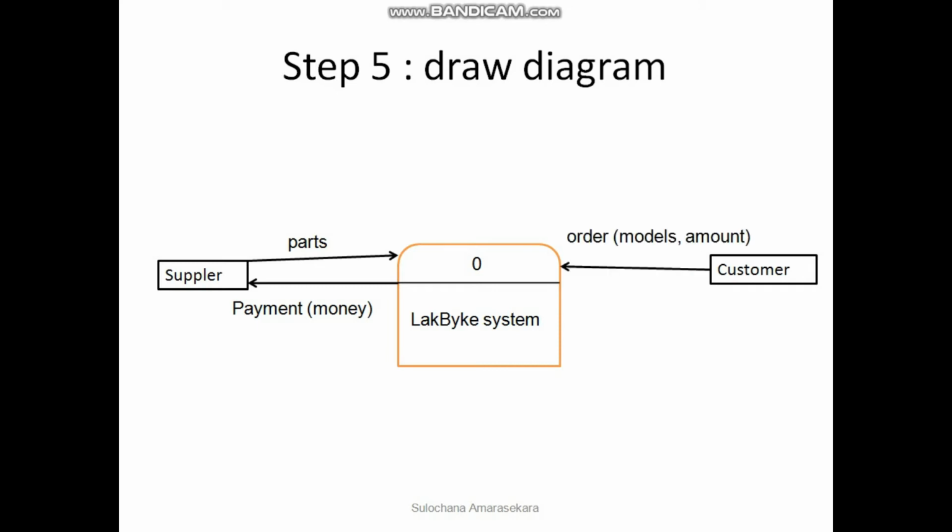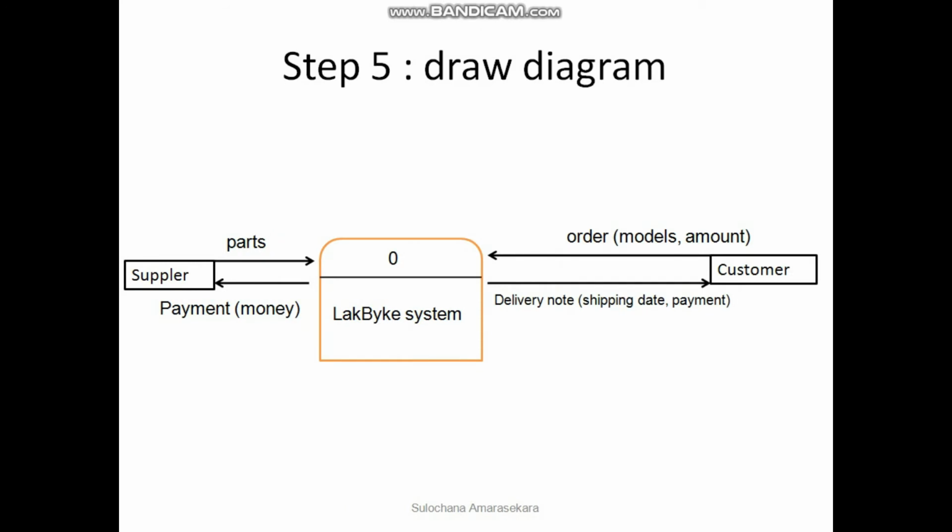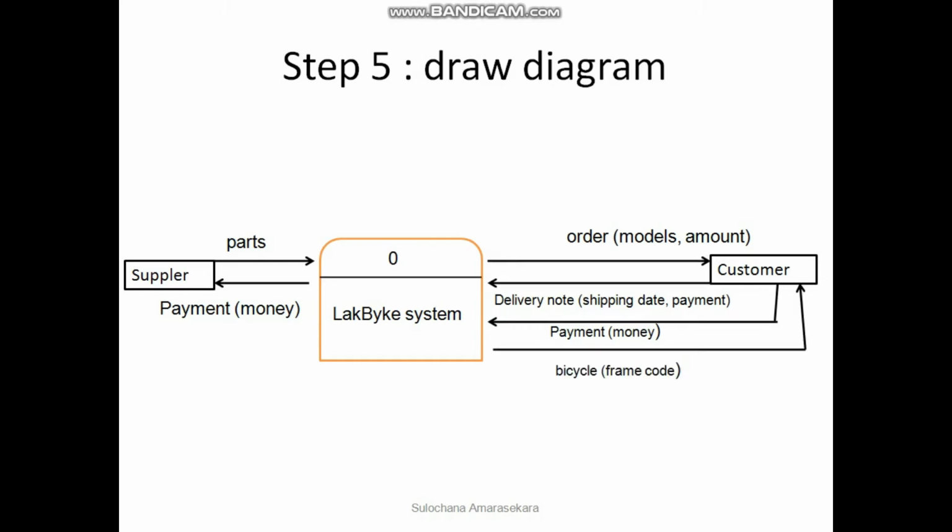Next, data paths. Supplier input parts, system output payment, that means money to the supplier. Next, customer input order, within the order they give required model numbers and necessary amount. Then system output delivery note, within that delivery note they give possible shipping date and required payment. After that, according to that delivery note, customer input payment. Then system output product, that means bicycle, and that bicycle contains a frame code. The context diagram is okay, it contains all data paths.